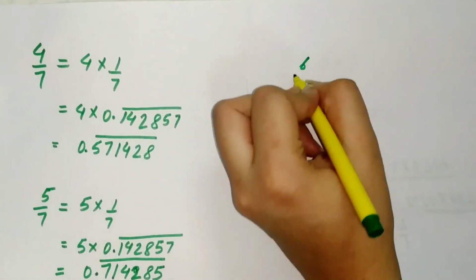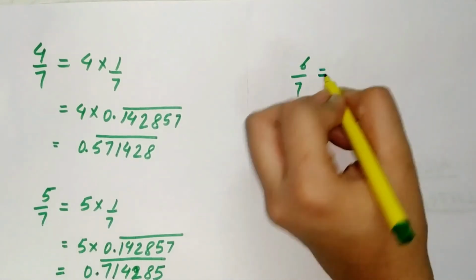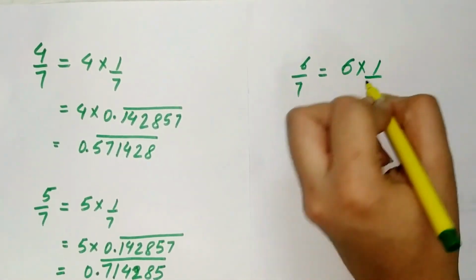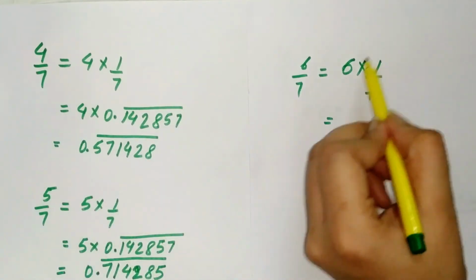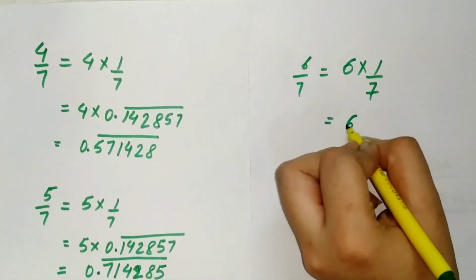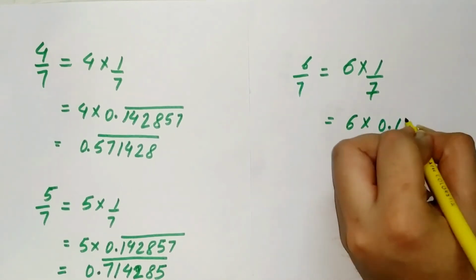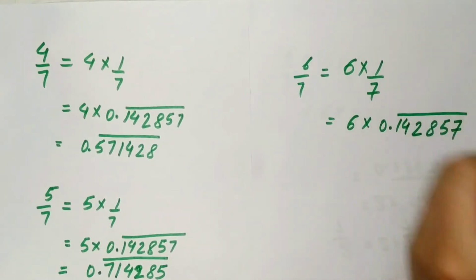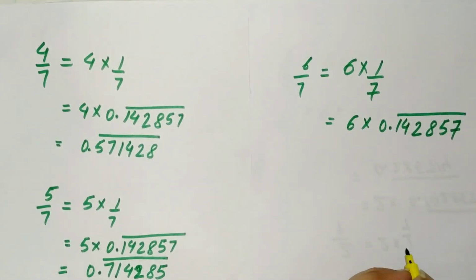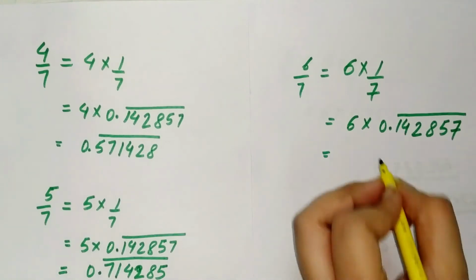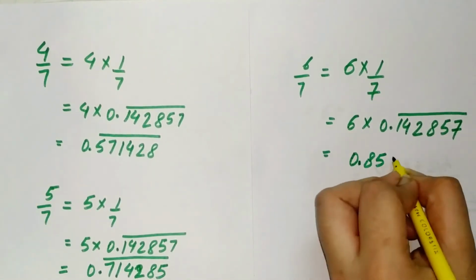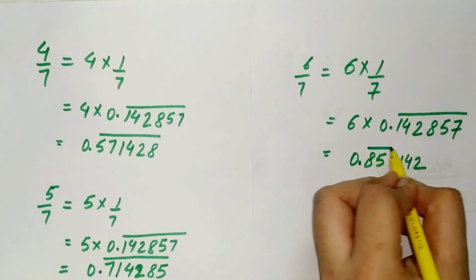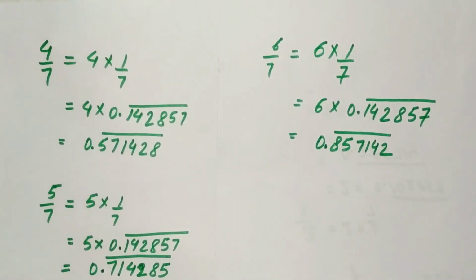6 by 7 can be expressed as 6 multiply 1 by 7. Again, write the value of 1 by 7, which is equal to 0.142857 bar. Multiply both these numbers and it's equal to 0.857142. This brings us to an end of question number 1 and question number 2 of exercise 1.3.